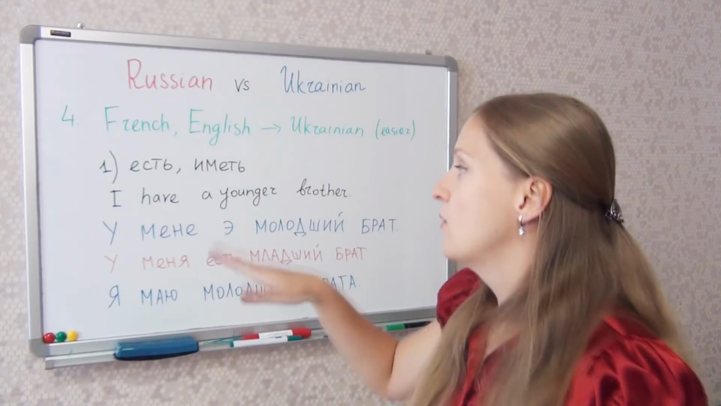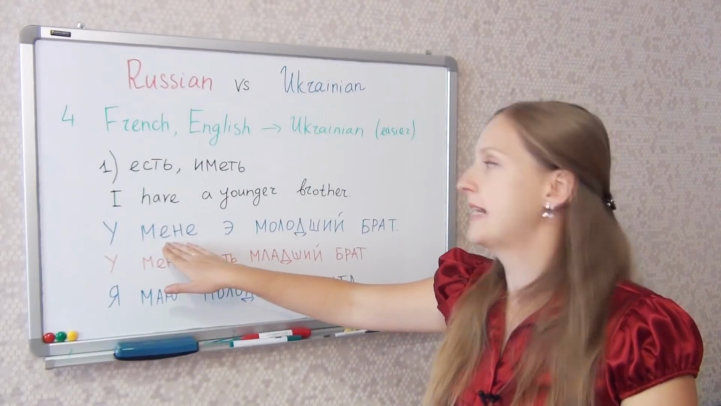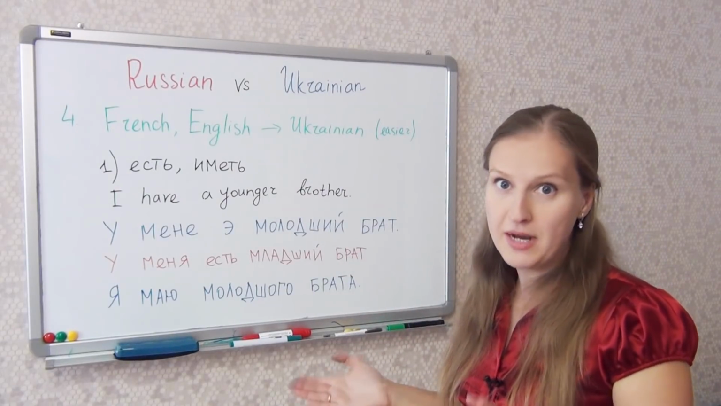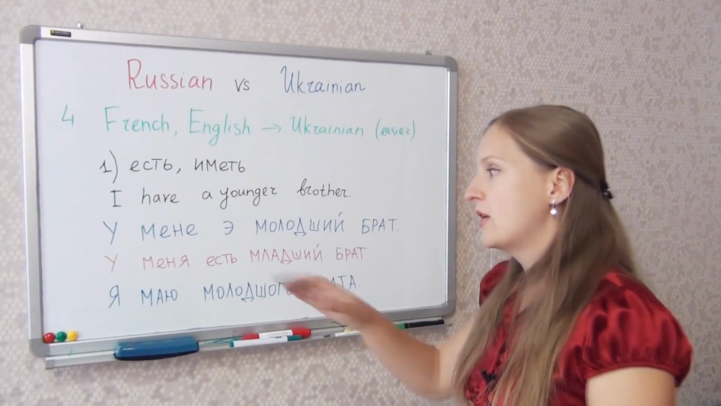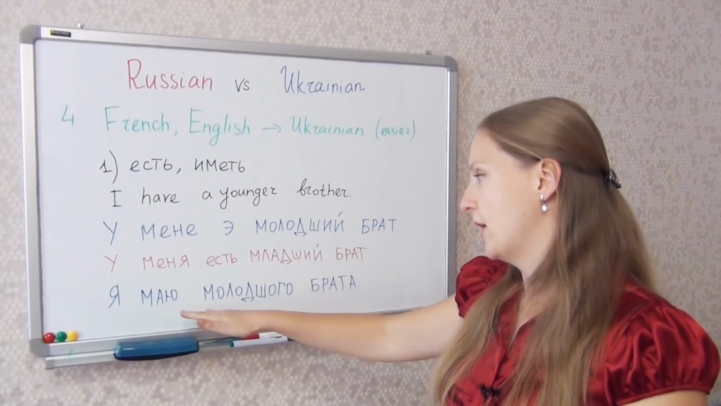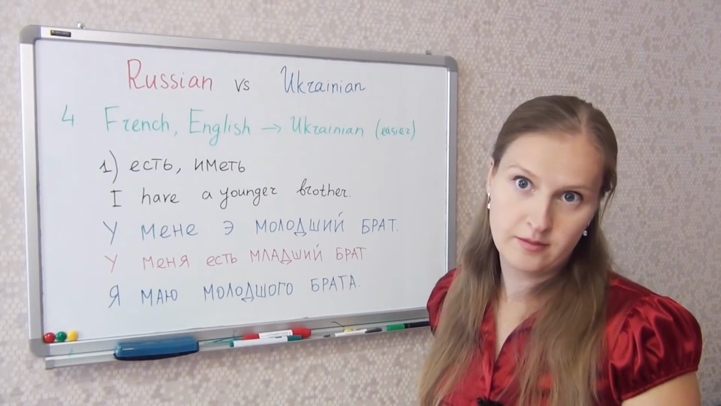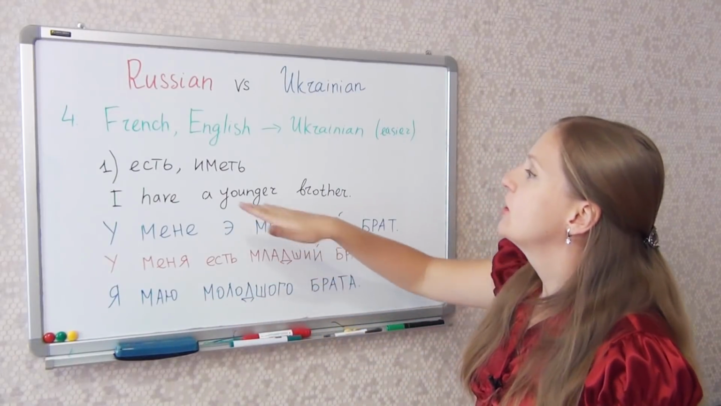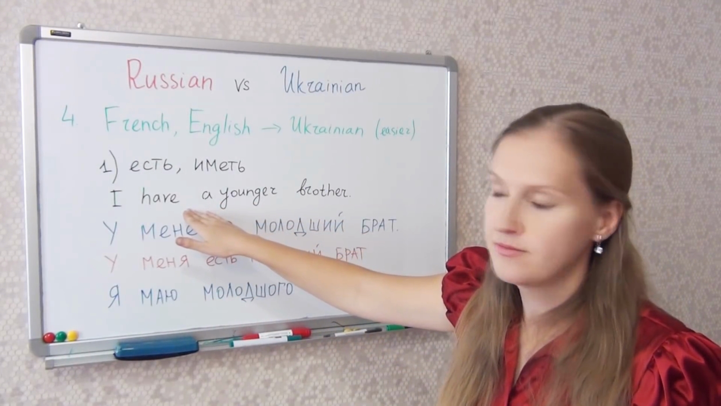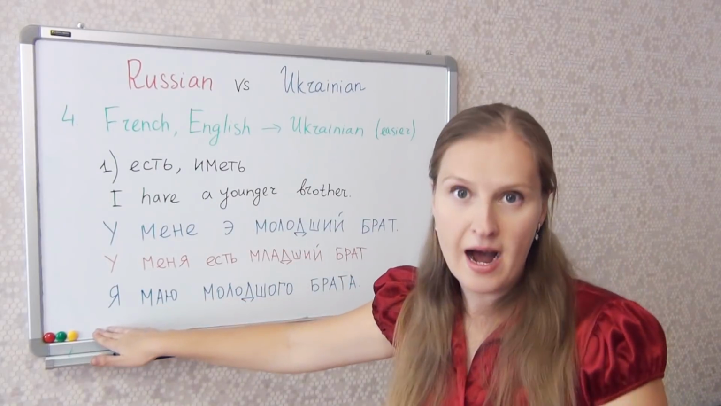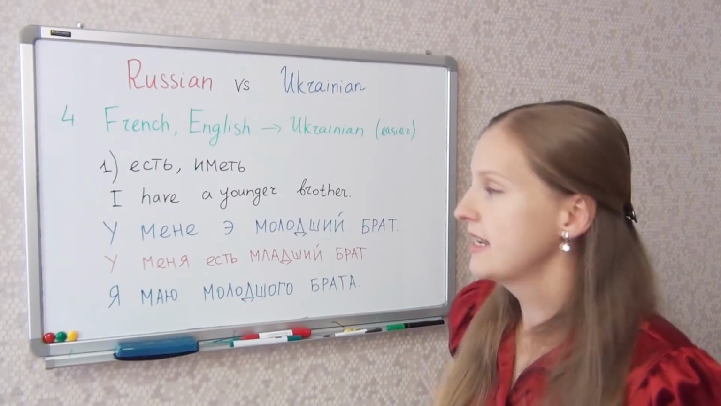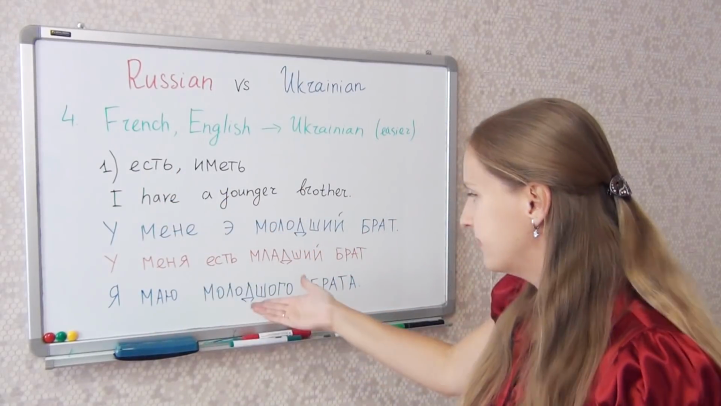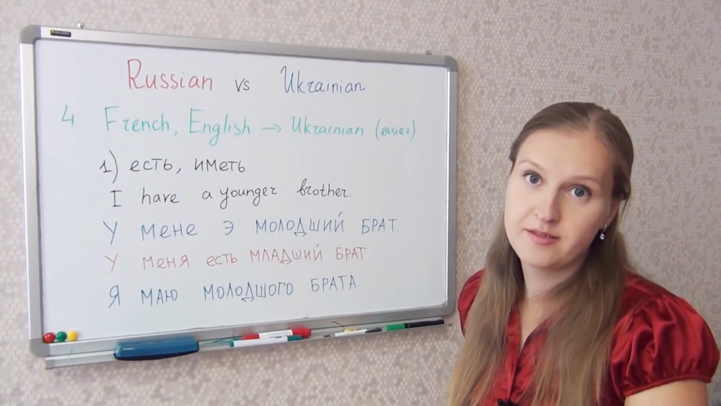In Ukrainian, we can also use such a sentence: У мене молодший брат. But in addition, we can also say я маю молодшого брата. This structure is much closer to the English sentence because we use я, I, as the subject of the sentence. Then we use the verb маю, like have, and then the object.